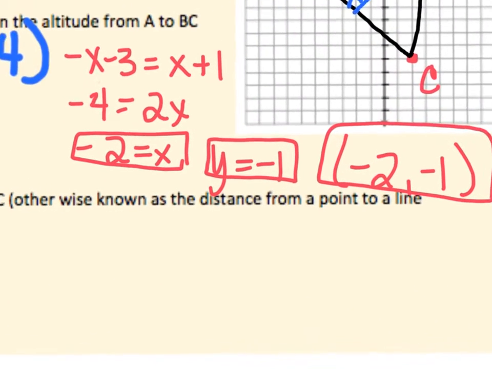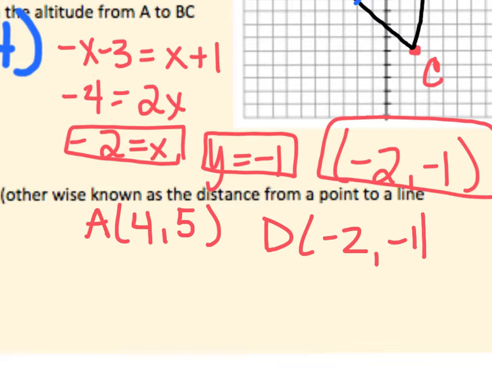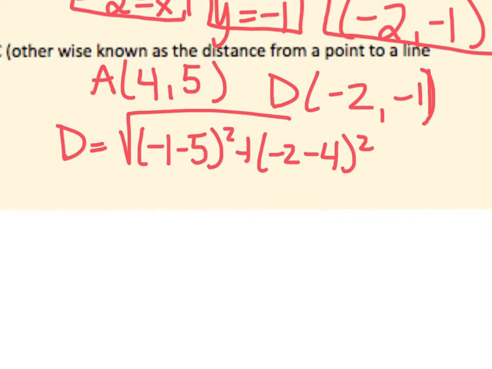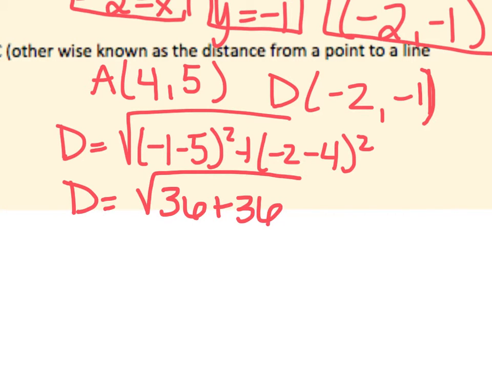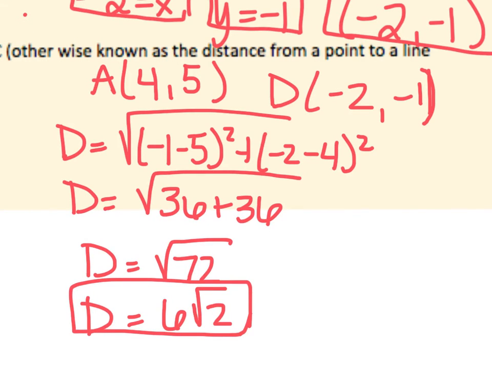So A is 4, 5, and we just found the point. Let's call this point D of -2, -1. All right. So that would be your final answer.